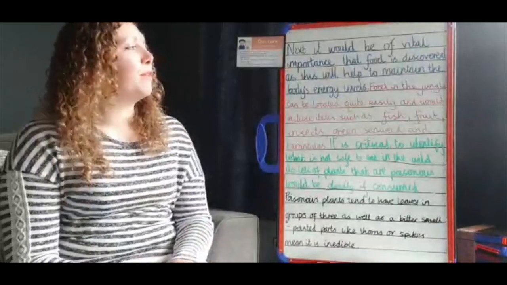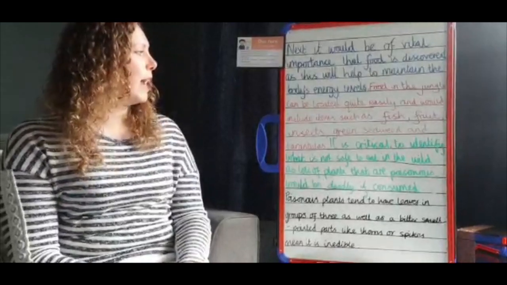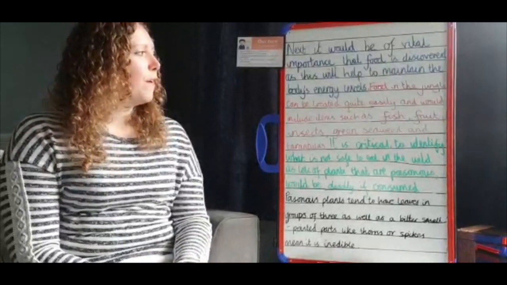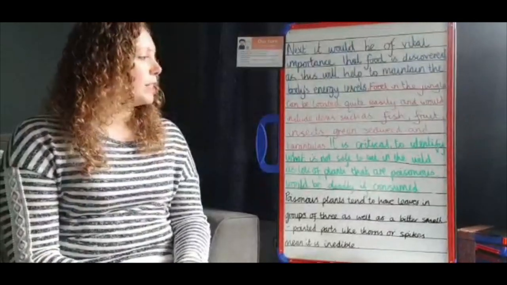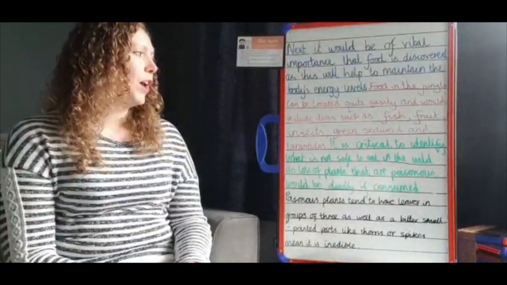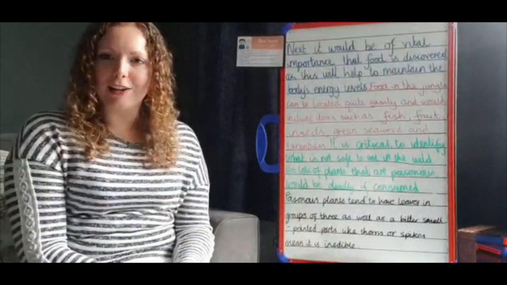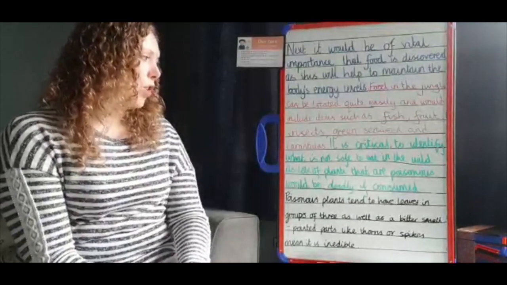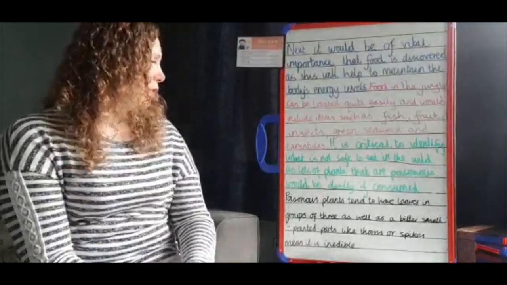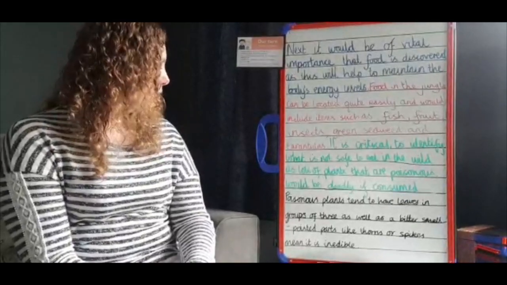Next, it would be of vital importance that food is discovered, as this will help to maintain the body's energy levels. Food in the jungle can be located quite easily and would include items such as fish, fruit, insects, green seaweed and tarantulas. It is critical to identify what is not safe to eat in the wild, as lots of plants that are poisonous would be deadly if consumed.